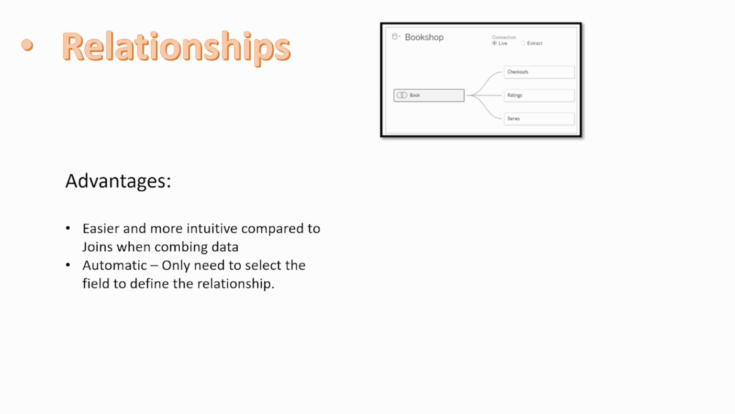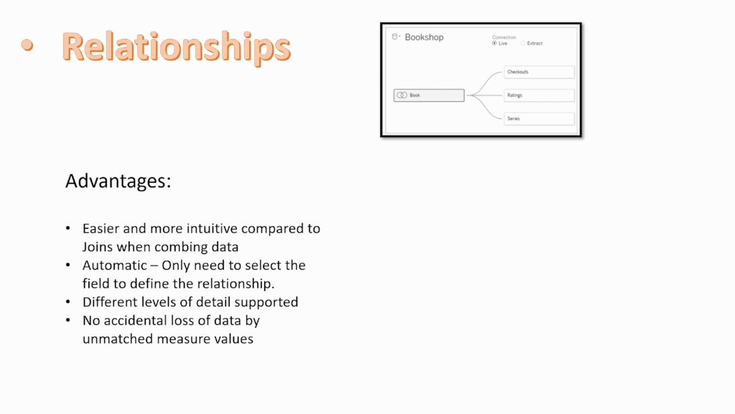The good thing about relationships compared to joins is that multiple tables at different levels of detail are supported in a single data source. So you can use different levels of detail when using relationships, but you can't do that with joins. So you can build data models that contain more tables and reduce the number of data sources needed to build a viz. There's also no accidental loss of data by unmatched measure values, and it also avoids data duplication and filtering issues that can sometimes result from joins.